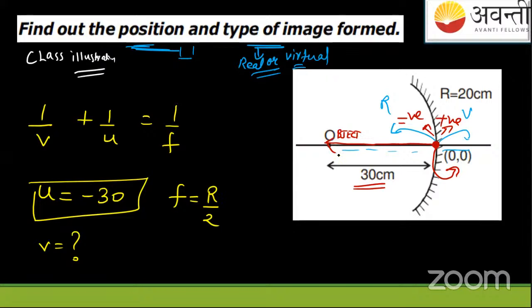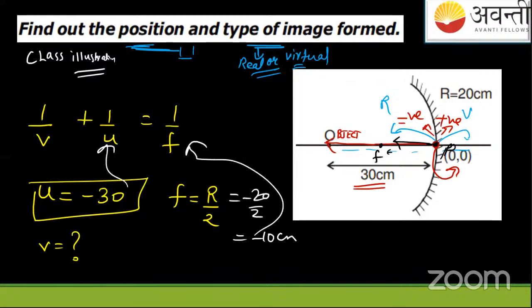Okay, focus is R by 2. If you see the focus point also, it is here. If you go from pole to the focus, it is negative. And focus is R by 2, it's negative, so minus 20 by 2, that is minus 10 centimeter. So put this minus 10 here, put this U here, and you will get the answer.